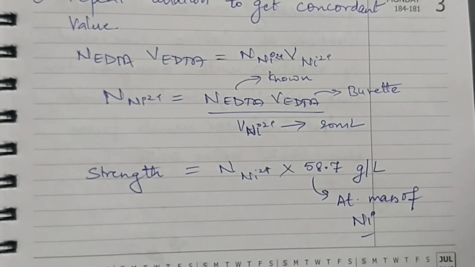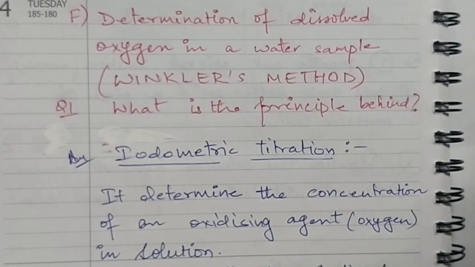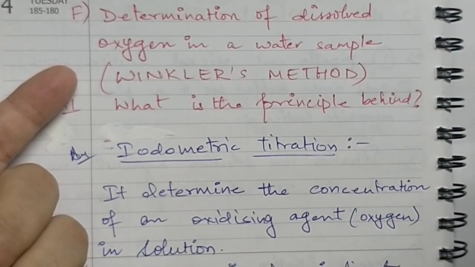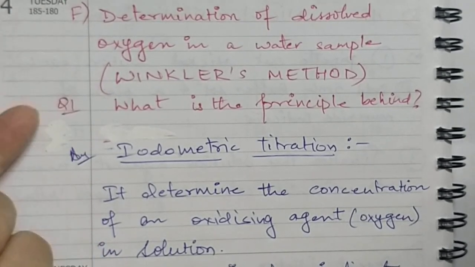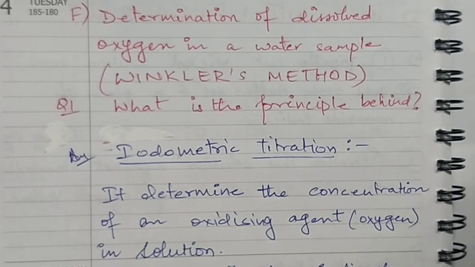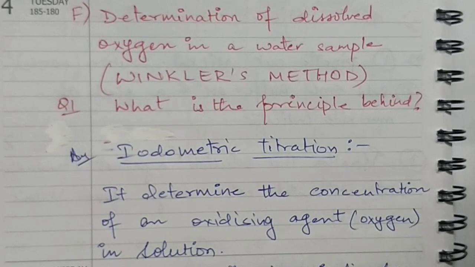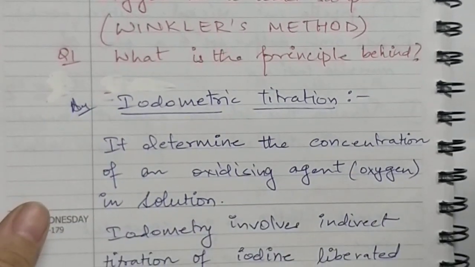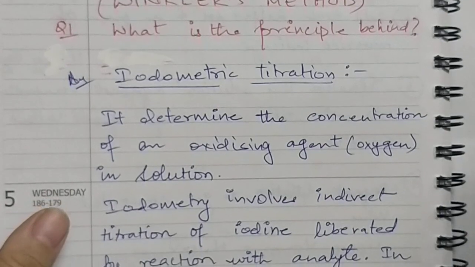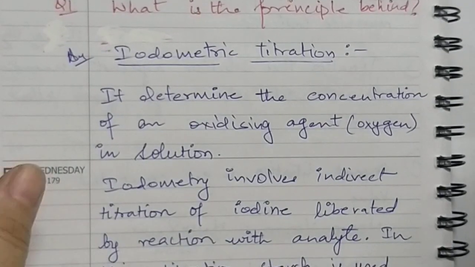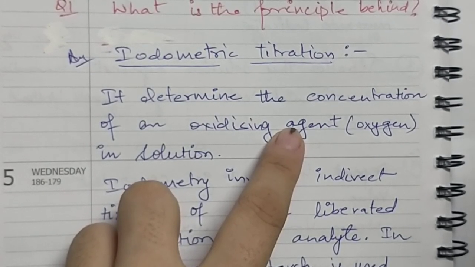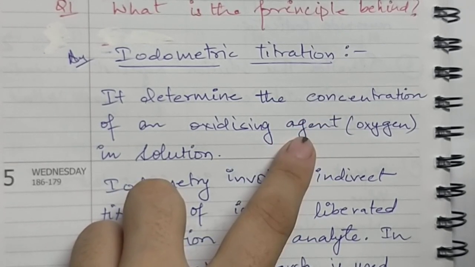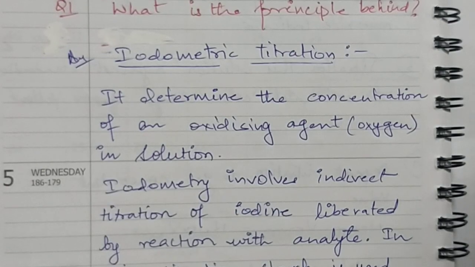Now we will be switching over to the next practical, that is determination of dissolved oxygen in a water sample. This procedure is also known as Winkler's method. In the Winkler method, first of all, the first question, as I always ask, is what is the principle behind this titration? The principle behind this titration is iodometry, or this type of titration is called iodometric titration. It basically determines the concentration of an oxidizing agent. In this case, the oxidizing agent which we want to determine is dissolved oxygen, the concentration of dissolved oxygen present in our water sample.